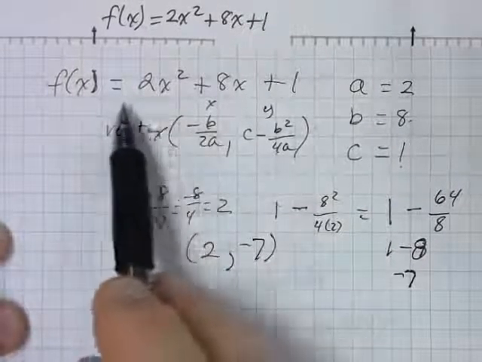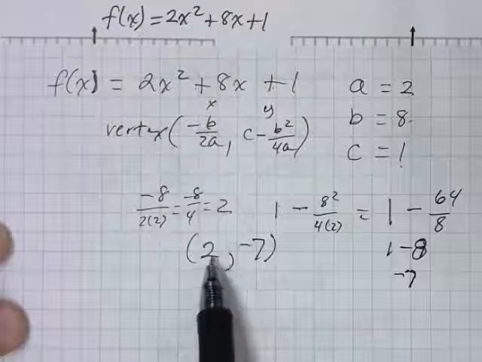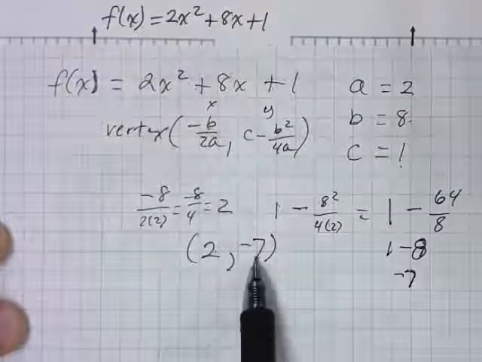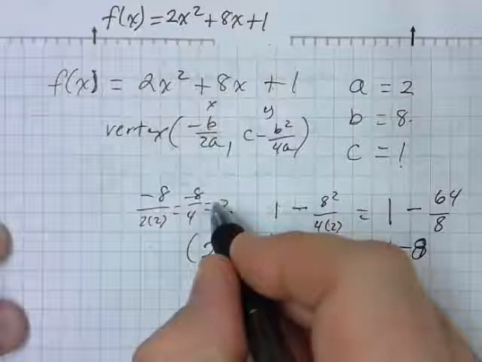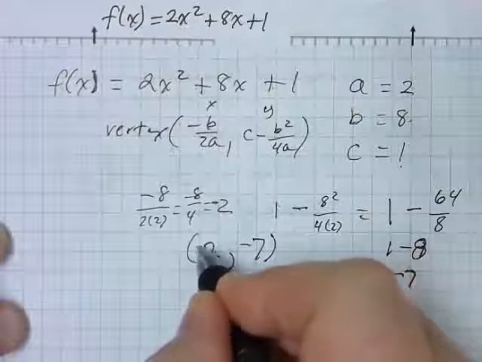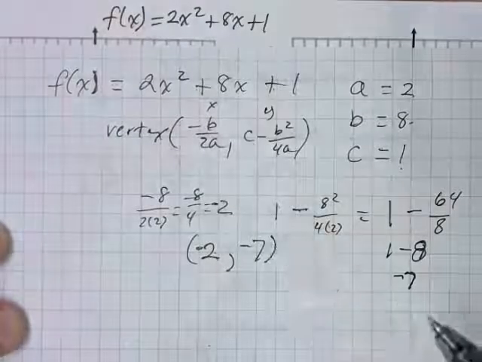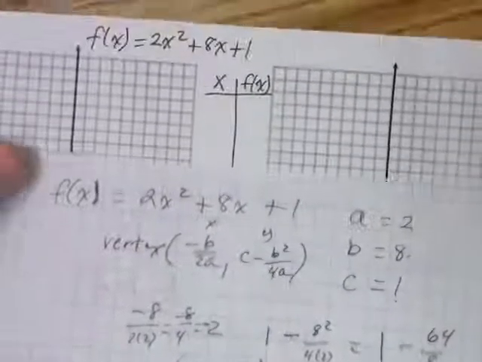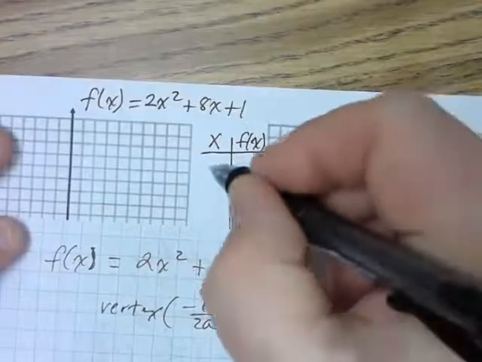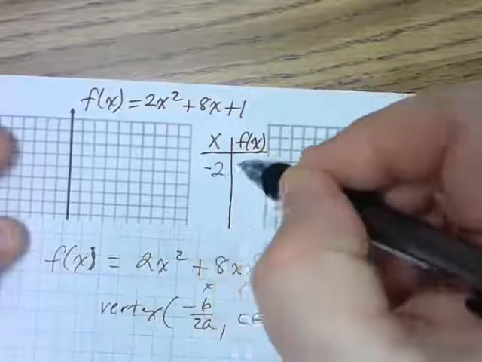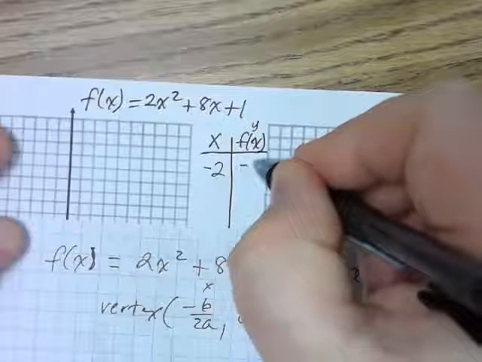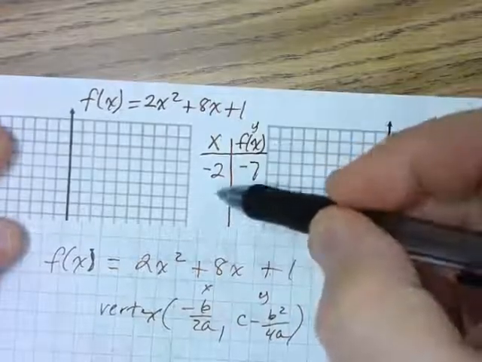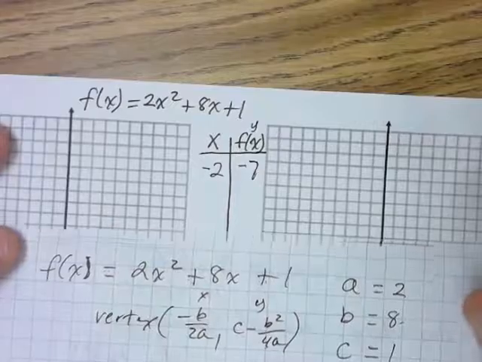So I know that this graph here has a vertex located at positive 2, negative 7. Actually, that's not positive 2, that's a negative 2. I just noticed that. That's negative 2, negative 7. So go back to my table over here. If I have an input of negative 2, that's x, my output, which is also my y value, will give me a negative 7.